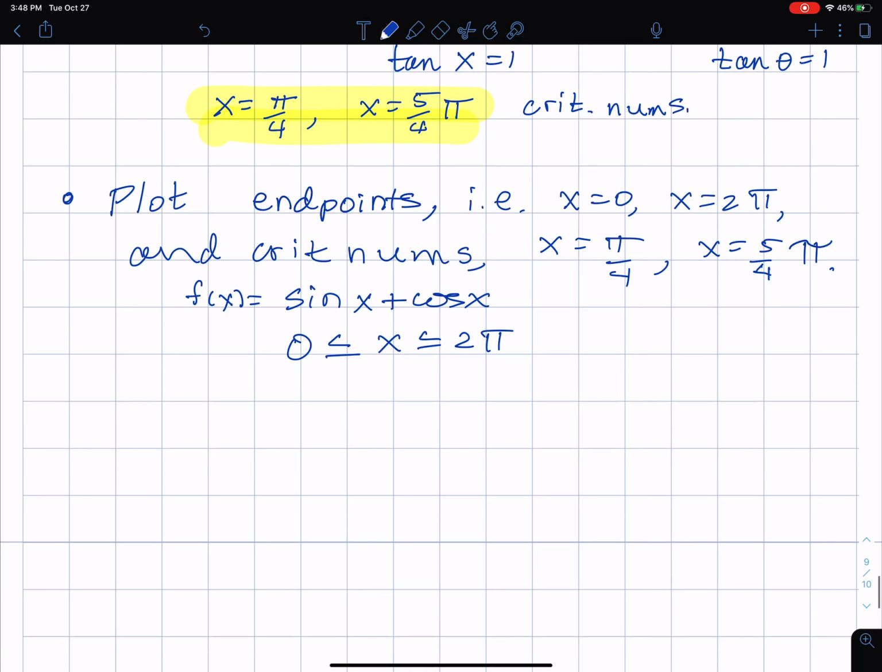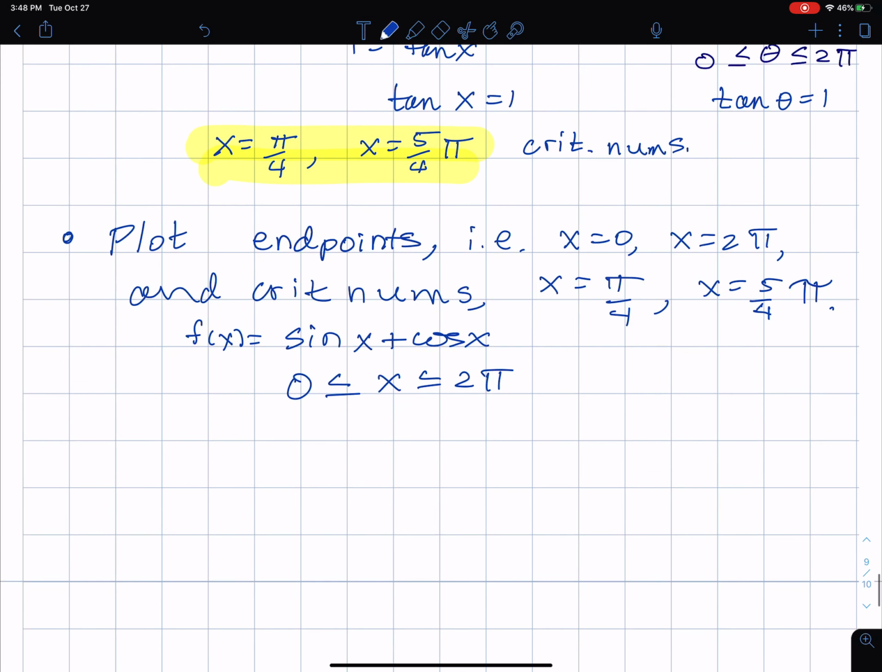Okay, so let's just remember we're plugging into f of x. We're plotting points. A graphing calculator would plot maybe 1,000 points, and then the calculator would look to see which one's the greatest. But I don't know if the calculator would get pi over 4, because it would get something very close, an approximation. So let's go ahead and plug those endpoints in. 0 first, that's going to make sine of 0 plus cosine of 0.